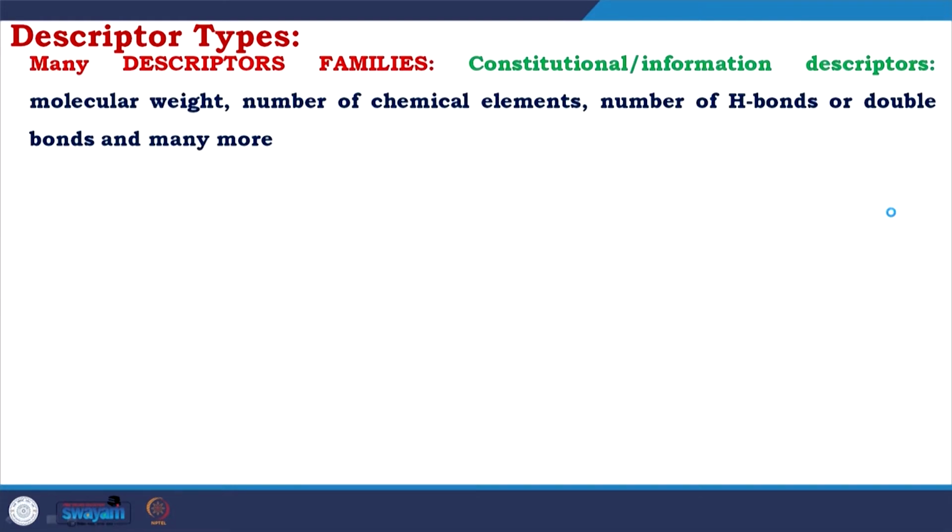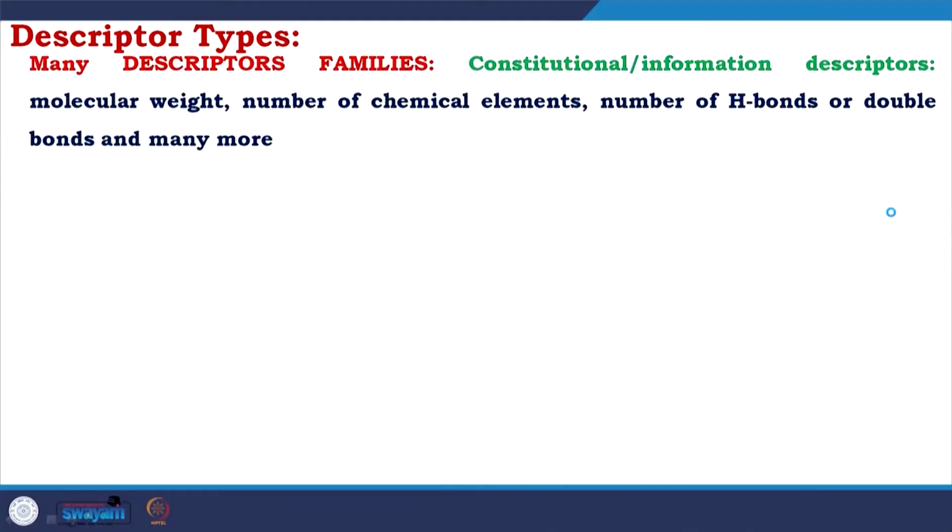Descriptor types. So, descriptors, as you already understand, have a very important role in the QSAR model, because you understand the chemical molecule by the definitions or the descriptions coming from the descriptors. So, there are many descriptor families, constitutional or information descriptors which talk about molecular weight, number of chemical elements, number of hydrogen bonds or double bonds and many more.